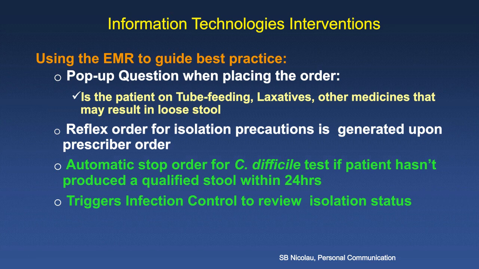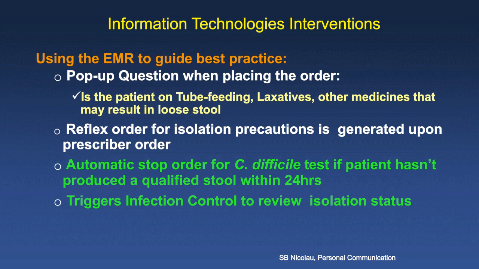But what they've done is they've also put in an automatic stop order for C. diff testing if the patient hasn't produced a qualified stool within 24 hours. And we said that many patients at hospital in that previous data set showed that they didn't have significant diarrhea. So this stops the test. They believe it might stop about 20% of the tests from being actuated.